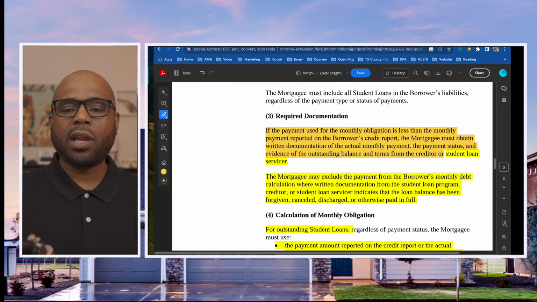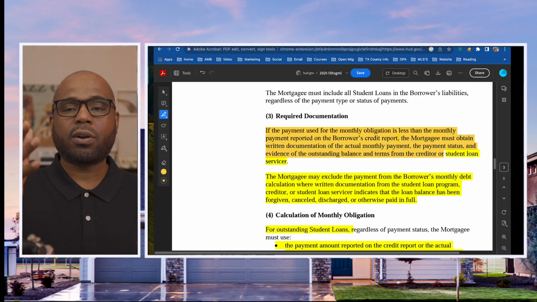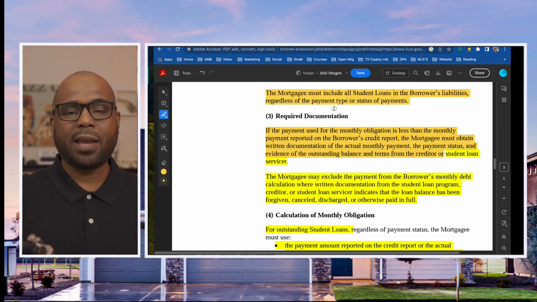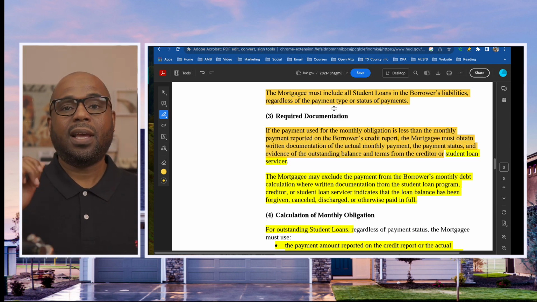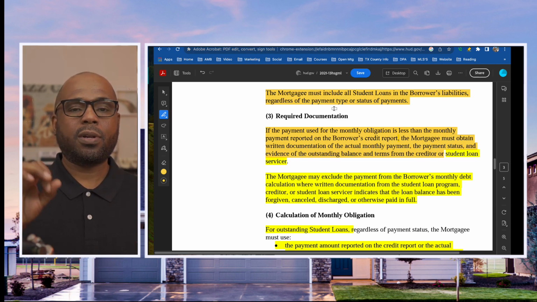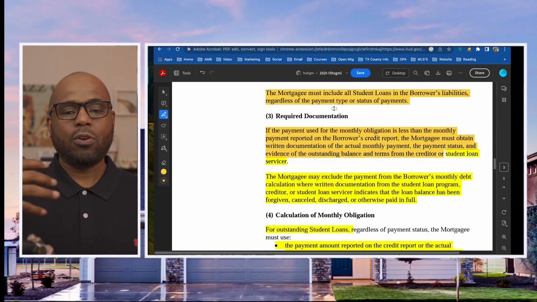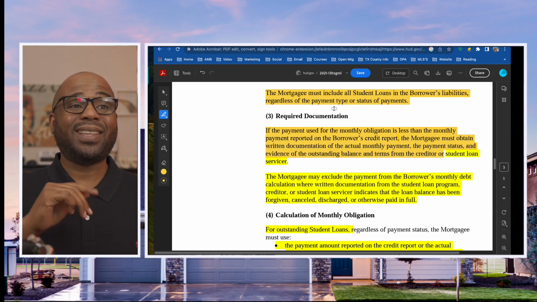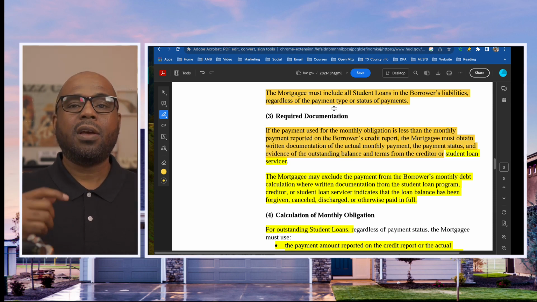The first place I want to go and have us look is with the FHA loan guidelines. The student loans that show up on your credit report, on your liabilities, regardless of the payment type or status of payments. So, regardless of what shows up on the credit report, forbearance, deferment, regardless, we as lenders have to calculate a payment. And I want you to know that's not new. We've always calculated a payment for you if you've had student loans.